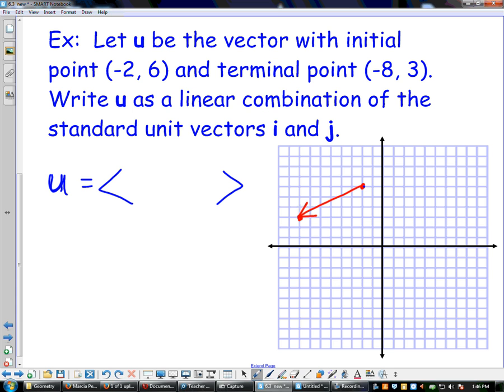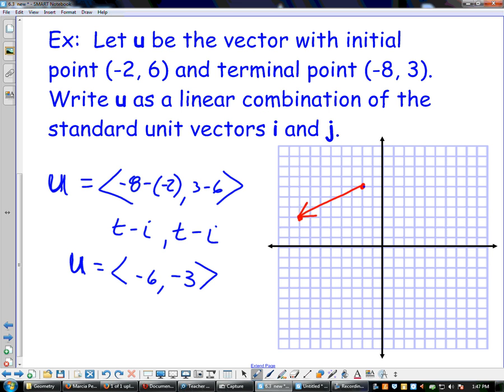All right, because we do terminal minus initial, right? Comma, terminal minus initial. So this is going to be -8 minus a -2. Agreed? And then what? 3 minus 6. So I end up getting, in component form, -6, -3. Everybody agree? Okay, which basically just means that this whole vector could have been drawn right here with the initial point at 0, 0, and it's going to end up at the point -6, -3. True?